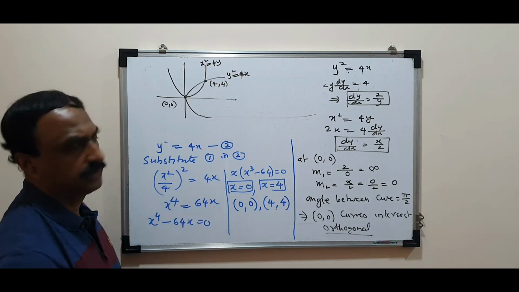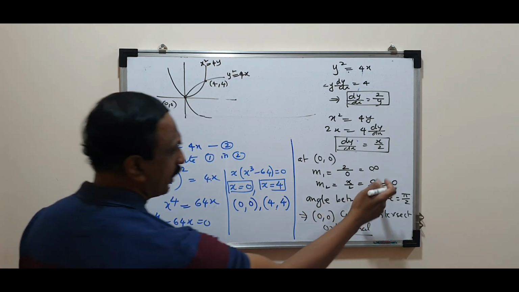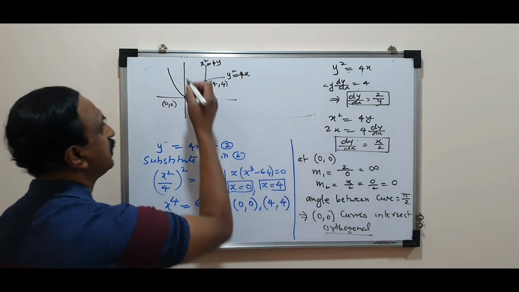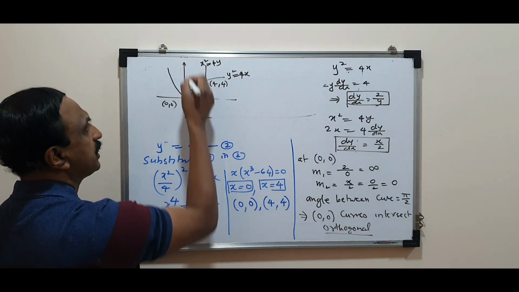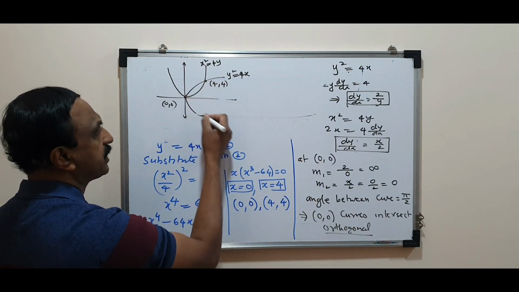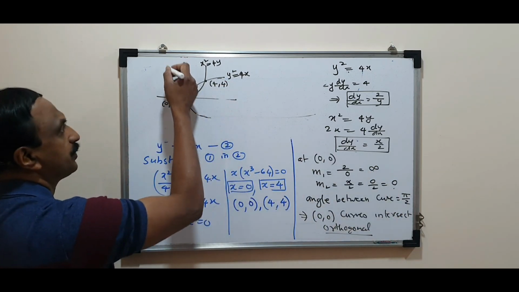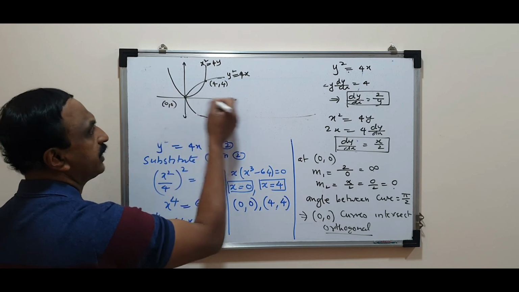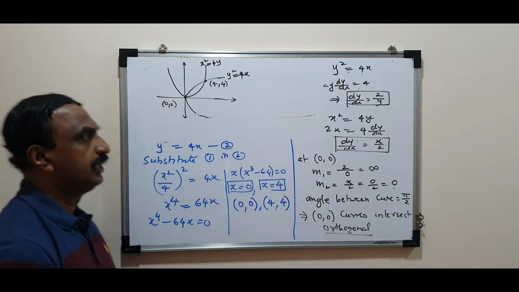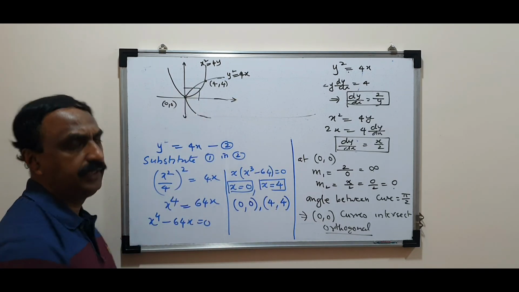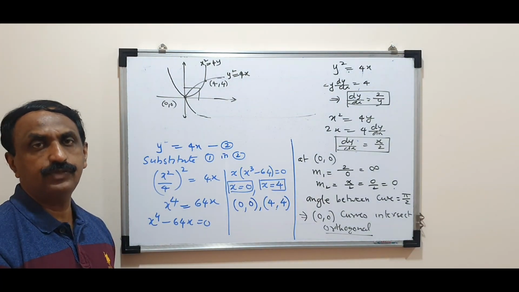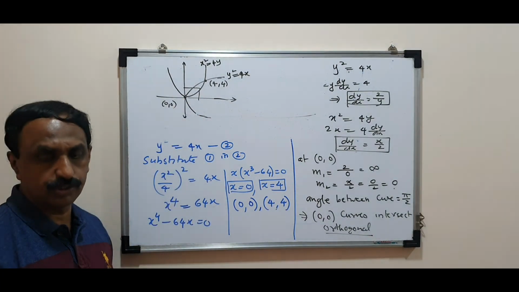At the origin, they intersect. So one of the tangents gives you infinity. That means, which is the tangent? This is the tangent, that is the y-axis is the tangent to this curve. And the other gives you slope 0, which means the tangent to this curve is this one, the x-axis. So the angle between these two is 90, therefore the curves intersect orthogonally at the origin.